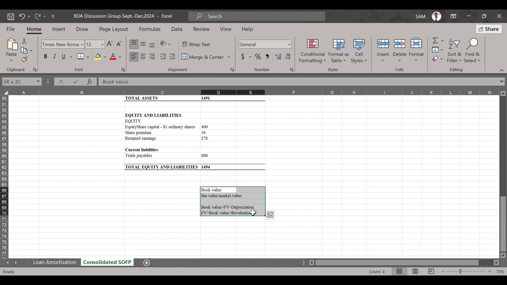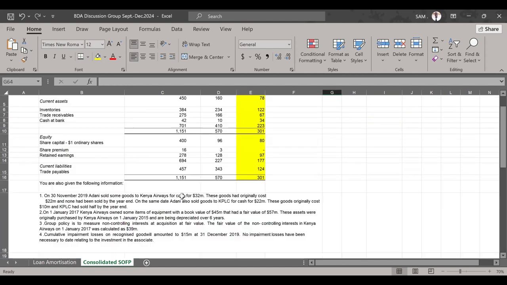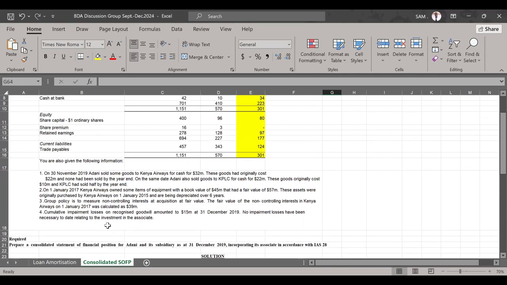So let us look at what the examiner is giving us in additional information number 2. The examiner is saying that Kenya Airways, the subsidiary of Adani, owned some items of equipment with a book value of 45 million and a fair value of 57 million. Is this an upward revaluation or a downward revaluation? Is it a positive fair value adjustment or a negative one? Somebody? Book value is 45, fair value is 57. What does it mean? Yes, it is a positive.